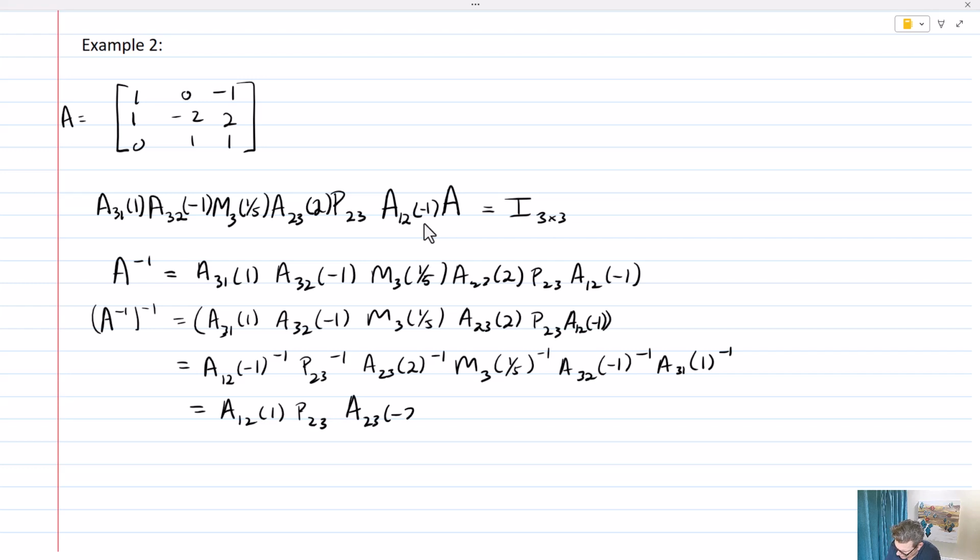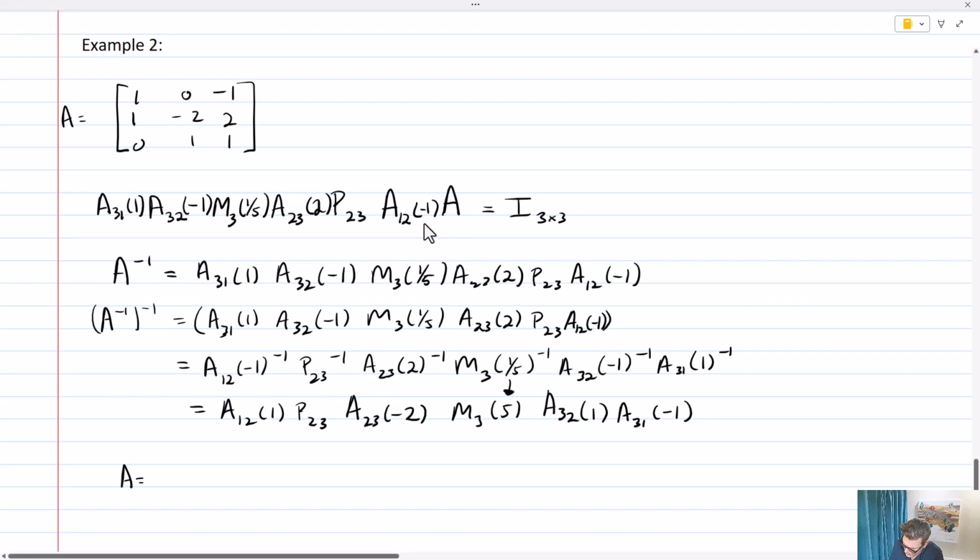A23(-2), M3(5), right, because you take the inverse of 1/5, A32(1), A31(-1). And those are your elementary matrices that are going to make up A.